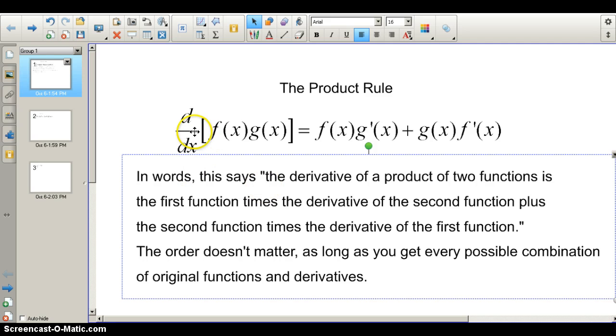The product rule says if you want to find the derivative of f of x times g of x, you'll do the original first function f of x times the derivative of the second function g prime of x, plus the original second function times the derivative of the first function f prime of x. The order here doesn't matter as long as you have every possible combination of one function and the other's derivative. Let's look at a couple examples.